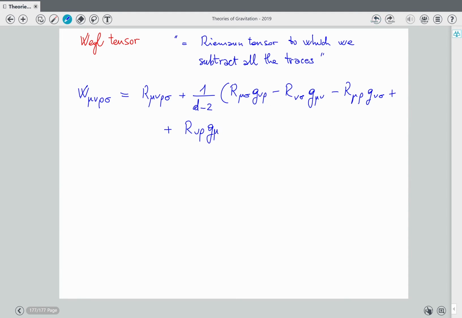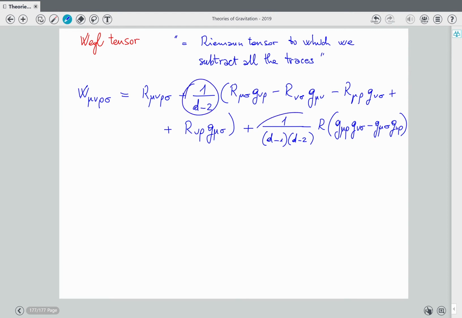But unfortunately, gravity is like that, and you have to deal with this. And then there's another term which will turn out to be multiplied by this object, d minus 1, d minus 2, which is R. And what can you multiply it by? G mu rho G nu sigma minus G mu sigma G nu rho. So again, there is not much else you can do. You have just two coefficients in front, and you just choose those coefficients in order to have 0.